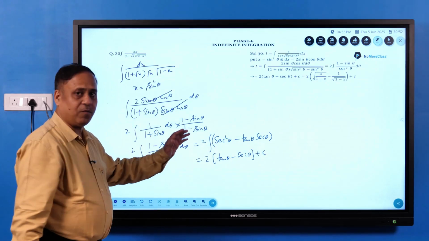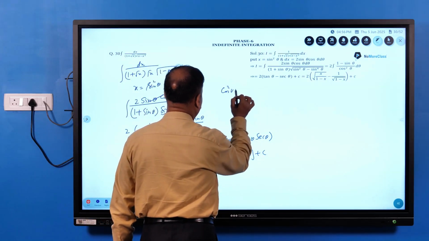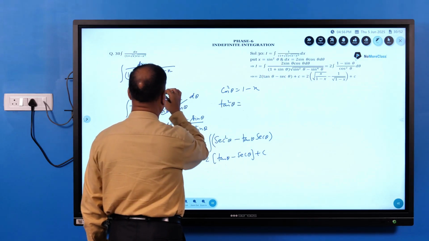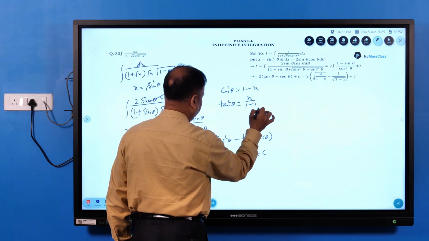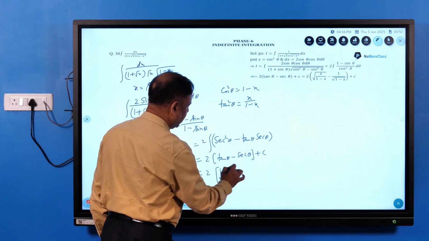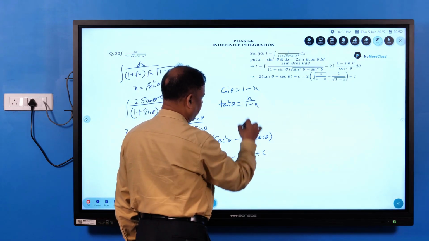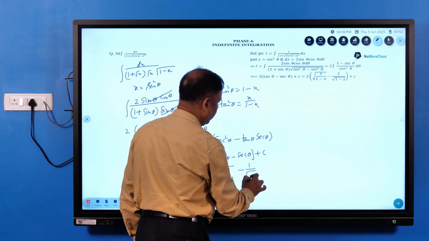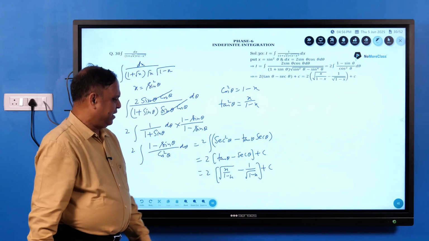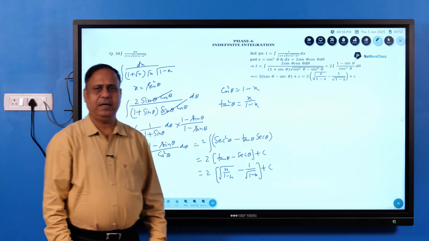Only problem now is the back conversion. So sine square theta is x, so cos square theta is how much? 1 minus x. So tan square theta is equal to x upon 1 minus x. Put these values. So 2 times tan theta, under root x upon 1 minus x, minus sec theta, which is 1 upon under root of 1 minus x, plus c. You can simplify, take LCM. This is the answer. So I will leave it here. Thank you.